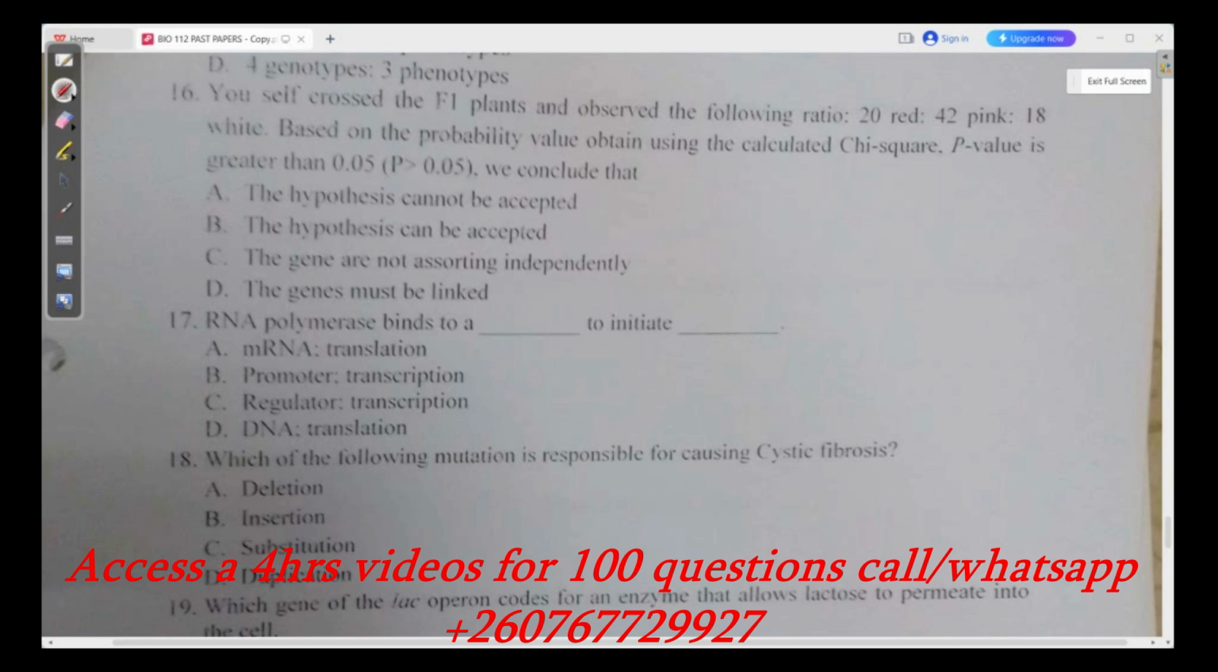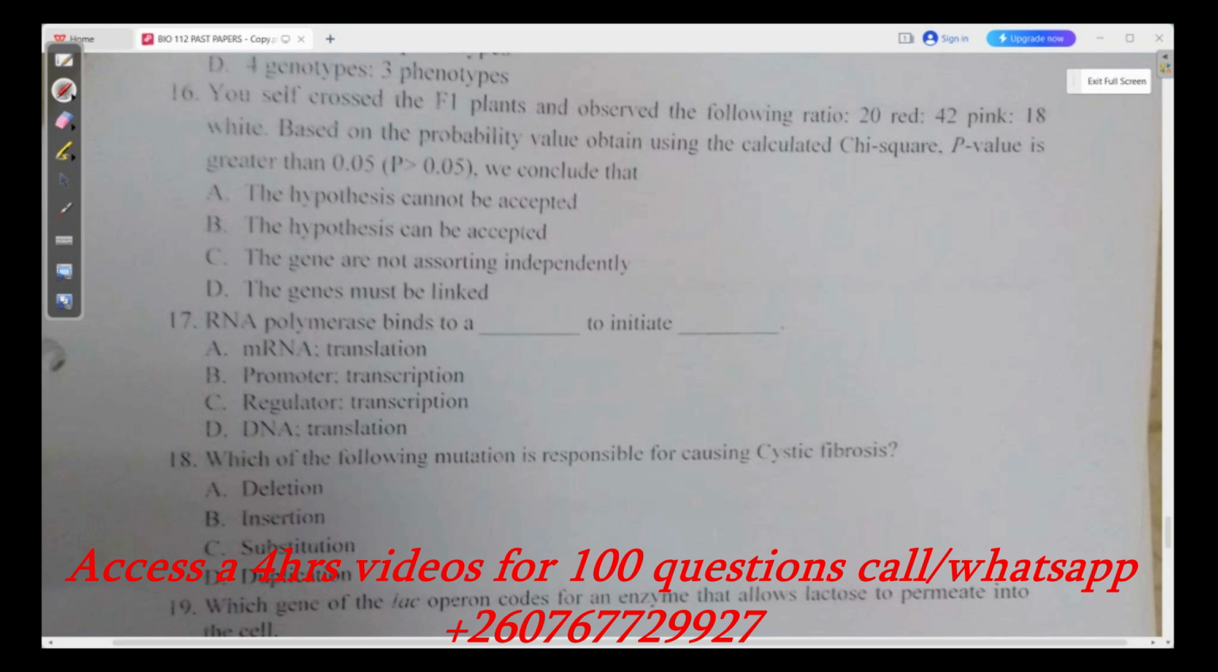So A is saying the hypothesis cannot be accepted, but it will be accepted because the p-value is greater than the calculated chi-square. B is saying the hypothesis can be accepted, yes. Then C is saying the genes are not associated independently, but they are associated independently. So for the fact that the p-value is greater than the calculated value, it means that the genes are associated independently.